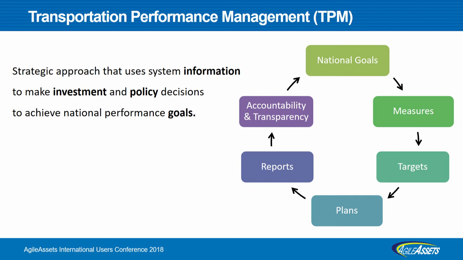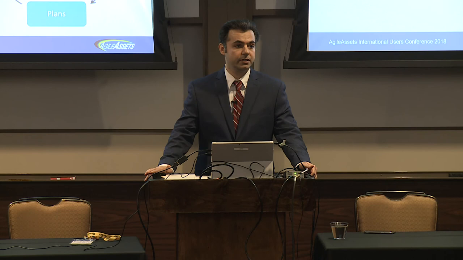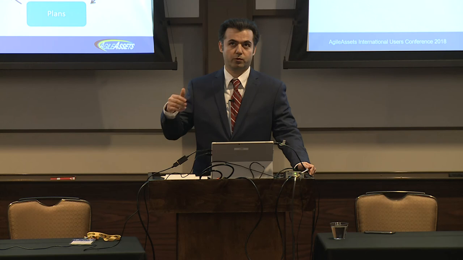So there are six elements in that. As you see, it starts with national goals, and it goes with measures, standard measures that are consistent across the country, and reporting requirements. This framework actually increases the fund effectiveness and transparency toward how we spend public funds. Also, it increases the collaboration among all the stakeholders.